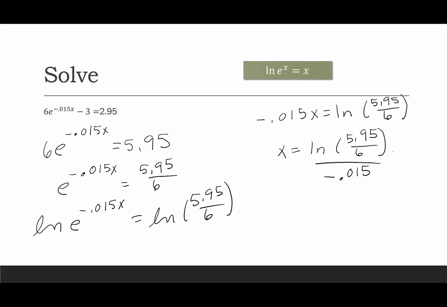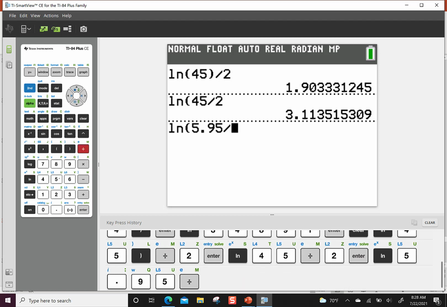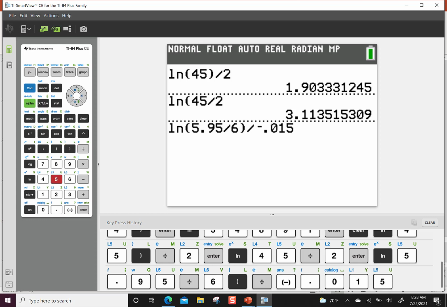Okay, this again is exact. Exact doesn't mean much to us. We have no idea what number that is. So let's go ahead and put it in the calculator as well. It'll give us an approximate. So I have the natural log of 5.95 divided by 6, close the parenthesis, and then divide by negative 0.015. I got 0.55788. We're going to call that 0.5579.